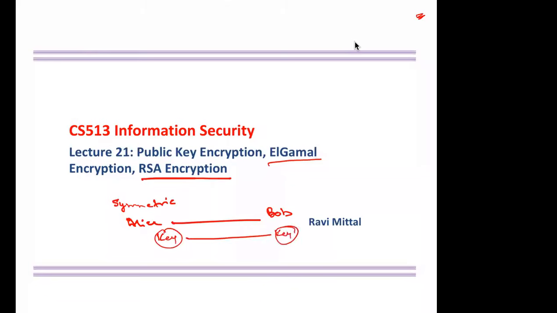Second is asymmetric key, wherein keys are different, right? So Alice has a key and Bob also has a key. Both have keys called private key and public key. Private key and public key, right?